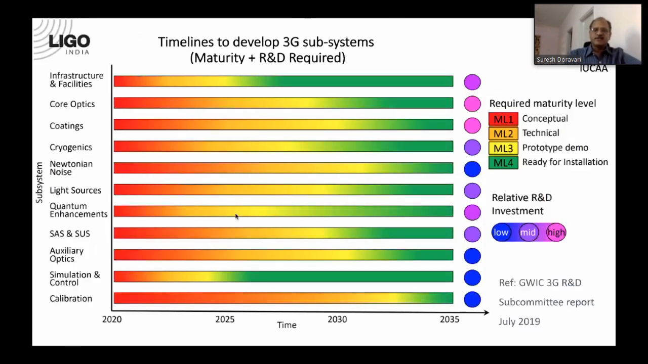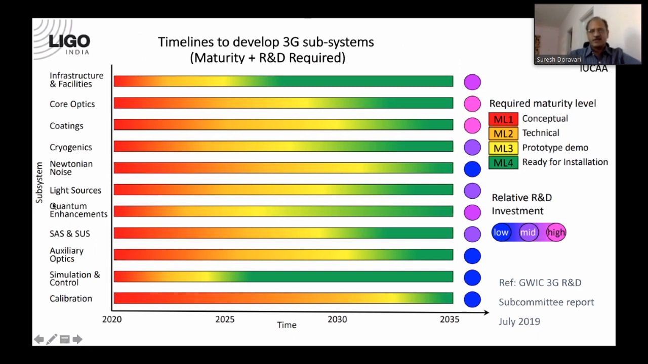Now, achieving these future detector sensitivities and future proposals requires development of almost all facets of technology which is currently operational in LIGO. We have to improve the infrastructure, the core optics, the coatings, cryogenics, simulation, control, you name it, we have to get better at it.